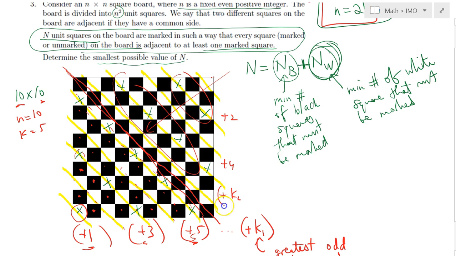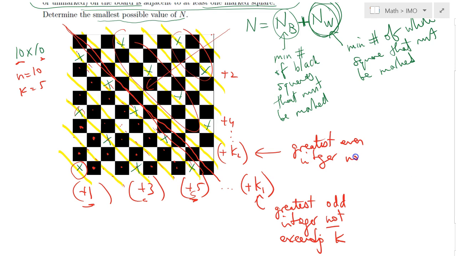Let's say I stop at k2, where k2 is in fact the greatest even integer this time, the greatest even integer not exceeding k again. Do you see? So +2, +4, all the way to plus k2.